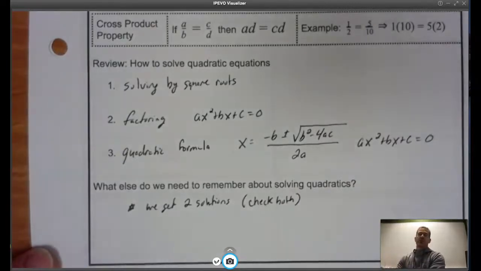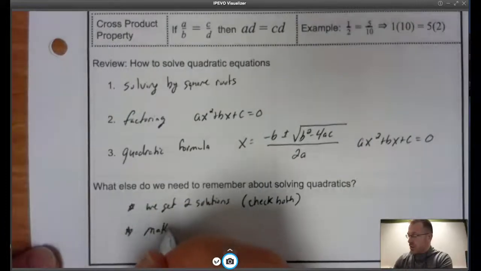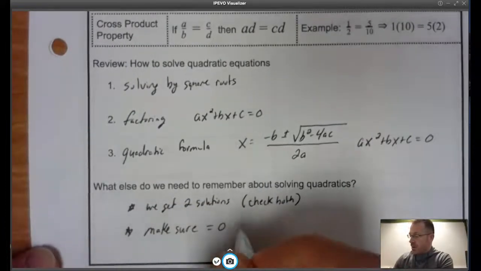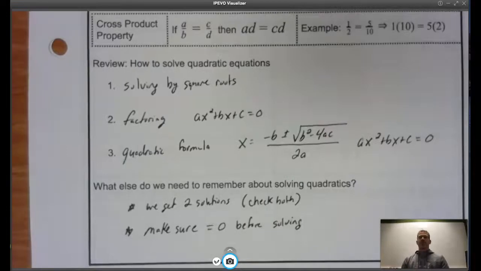That's also a double check on your work. Get two solutions, and then we always want to make sure it's equal to 0 before we start solving. So make sure it's equal to 0 before solving. That's really a quick review.